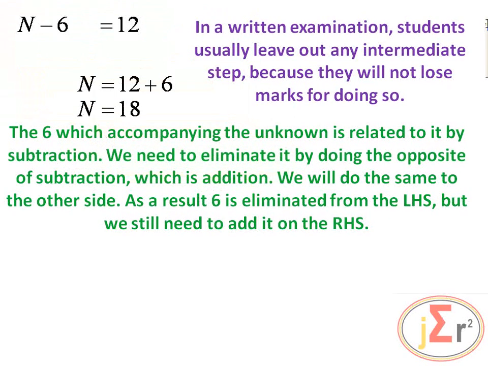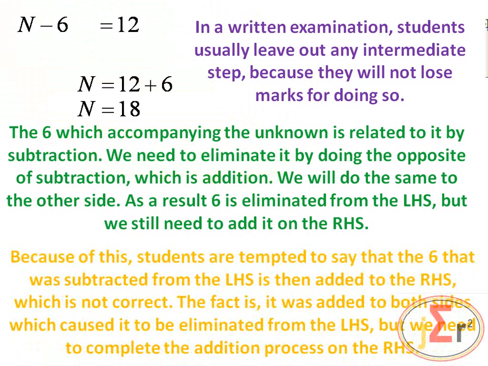But what do we do? Sometimes we leave out that intermediate step. That's what we do sometimes, and this is what we say. Because of this, students are tempted to say that the 6 that was subtracted from the left hand side is then added to the right hand side, which is not correct. The fact is, it was added to both sides, right? It was added to both sides, which caused it to be eliminated from the left hand side. But we need to complete the addition process on the right hand side.